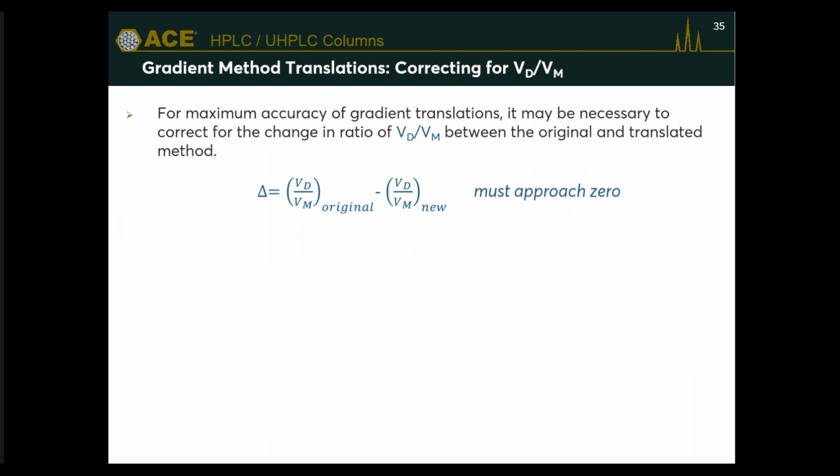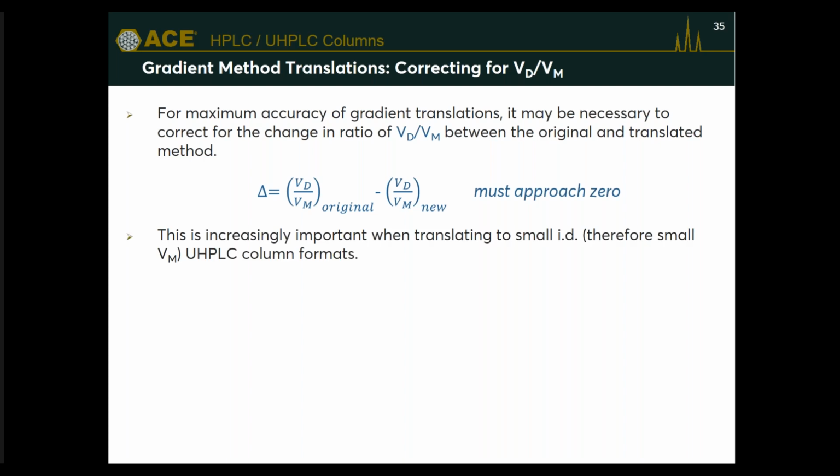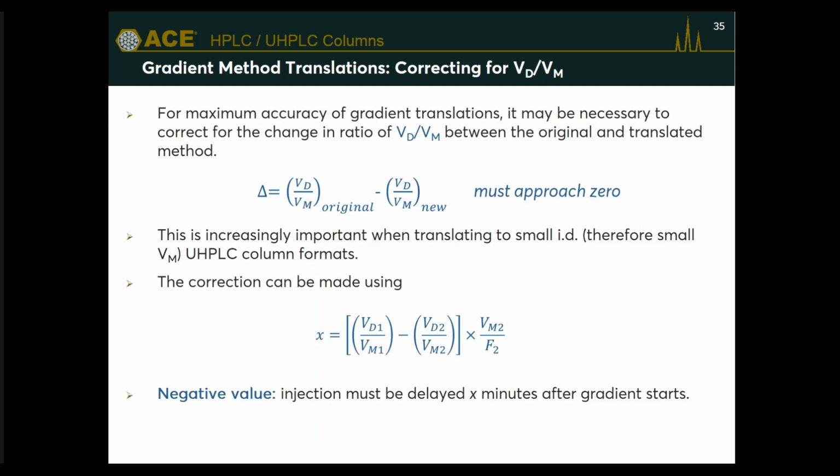Now, there's another part of gradient translations, which is correcting your separation for the dwell volume to column volume ratio. Sometimes this is necessary to get the best accuracy of your gradient translations to UHPLC mode. It's basically calculated by the equation that's on the screen. This is particularly important when you're translating to small ID and small column volumes, particularly for UHPLC. And the calculation is on the screen and is built into the spreadsheet that I showed you previously.